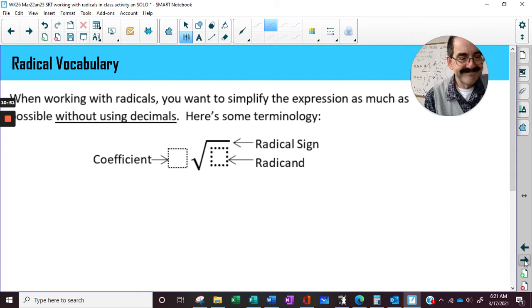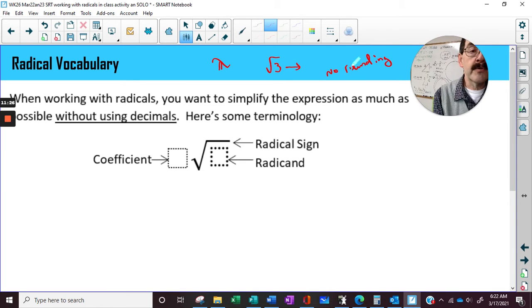Welcome back. Okay, very first thing on your cheat sheet. When working with radicals, you want to simplify the expression as much as possible without using decimals. We don't want decimals. Pi goes on forever. The square root of 3 goes on forever. We don't want to round. No rounding.